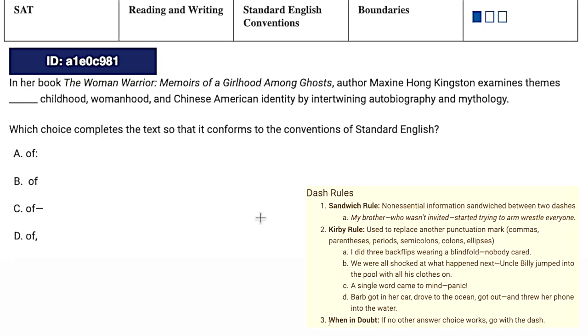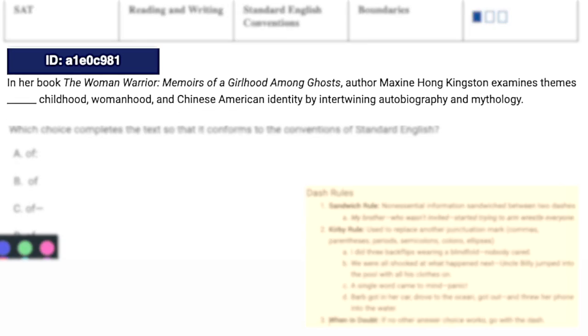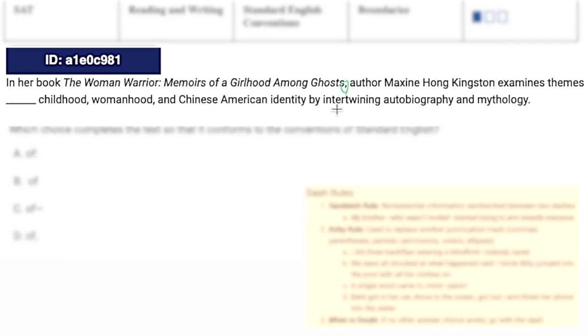All right, let's look at another one. In her book, The Woman Warrior. Okay, so again, I see that this is an introductory phrase. And the reason that it's easy for me to spot this is that you have a comma, and after the comma, we have our subject. So anytime you have something before the subject and then there's a comma, it means it's an introductory phrase. So we could basically start the sentence here.